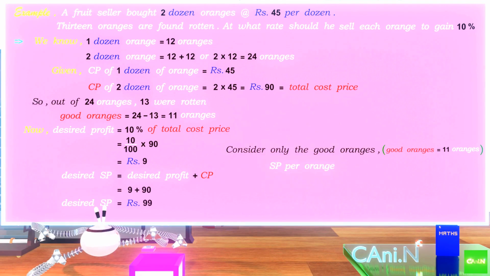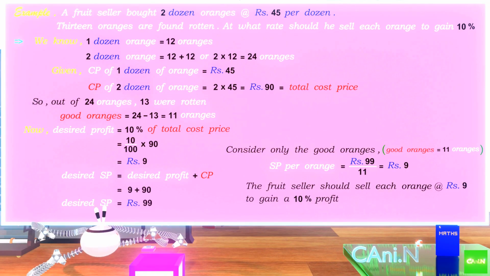So, selling price per orange equals rupees 99 by 11 equals rupees 9. Therefore, the fruit seller should sell each orange at rupees 9 to gain 10% profit. Simple interest. Now, if we borrow money from a bank.